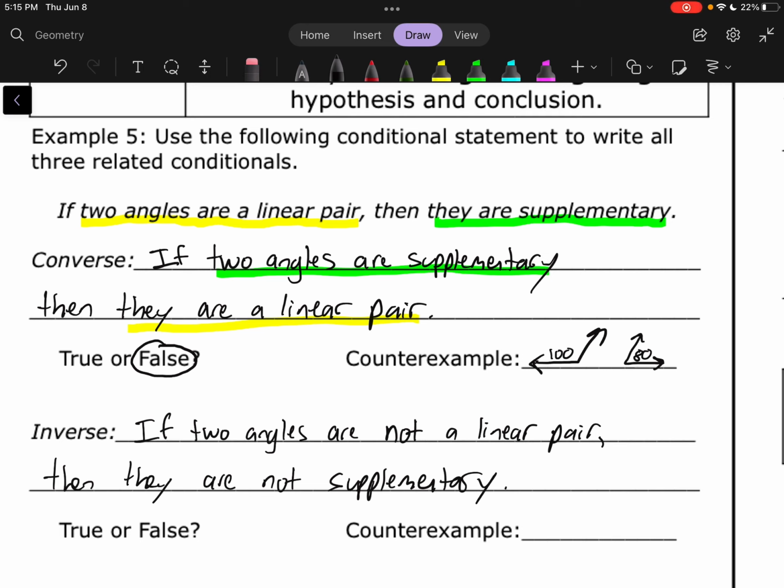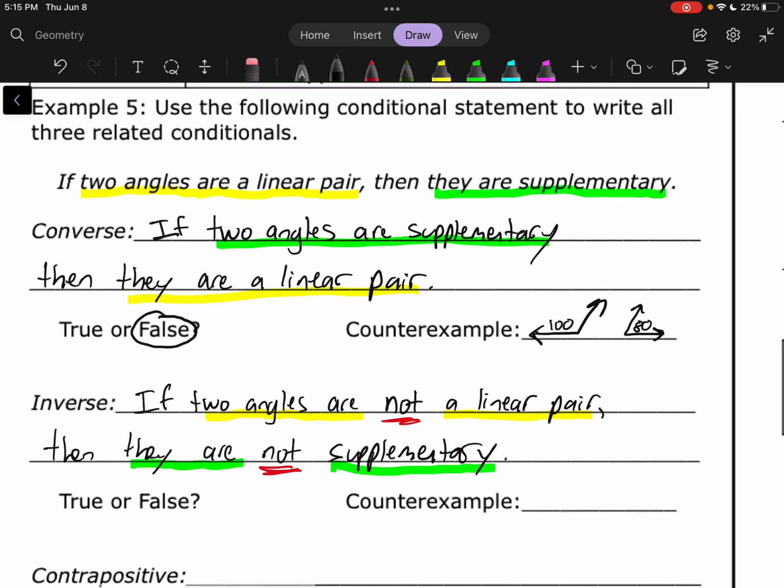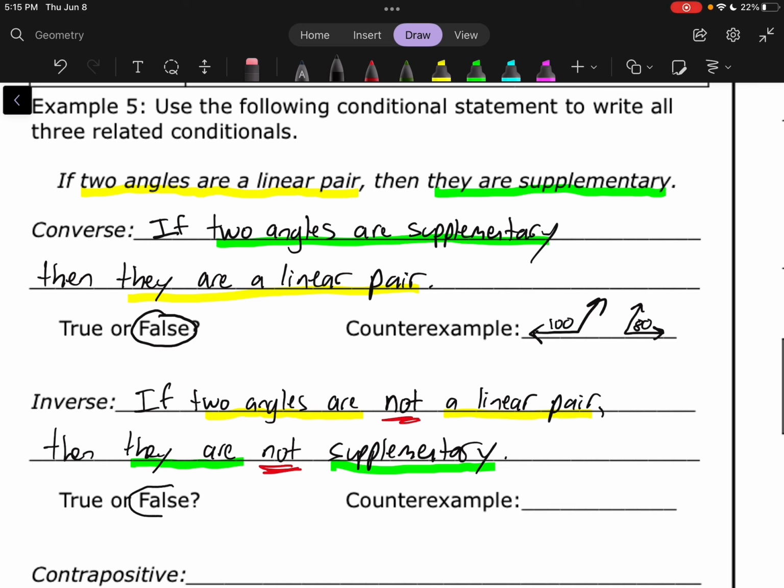So negating something is pretty easy here. Notice that what I did here is I left it the same, right? I didn't switch it like I did on the last one. I still have the linear pair part up front, and I still have the supplementary part in the back, but now I added the word not in there. That's how you negate something. And let's think about that. If those are true or false, if two angles are not a linear pair, then they are not supplementary. I'm going to say that's false as well for the same reason that we had before.